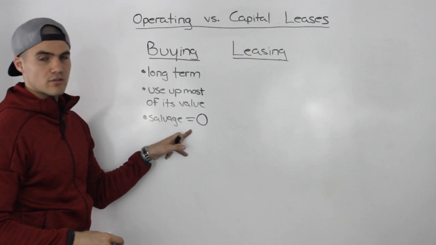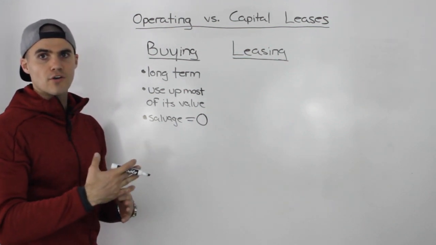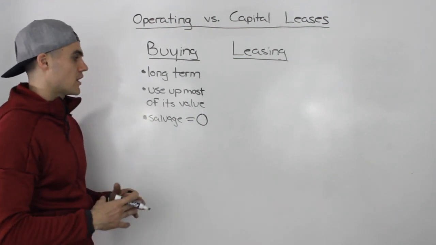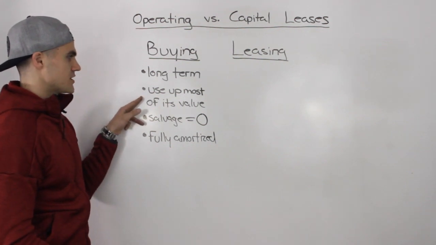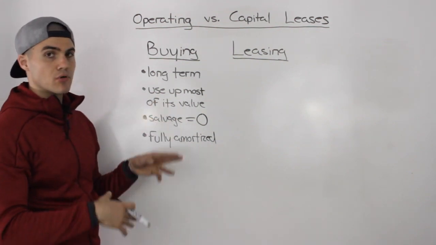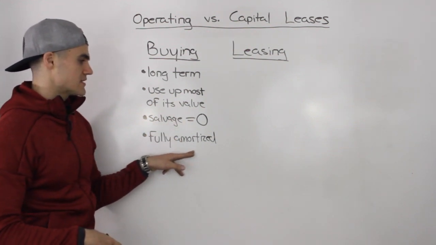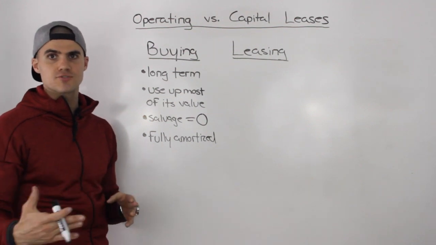It's basically going to be worthless, and then you got to figure out what other machine or other assets to buy long-term for your business in order for your company to grow. And to get more specific with these 2 points here, taking an asset, using up most of its value, and then its salvage value is equal to zero, basically means that we fully amortize that asset over its useful life.